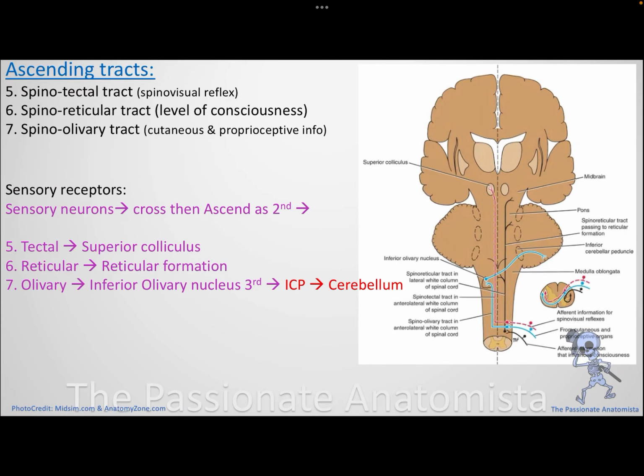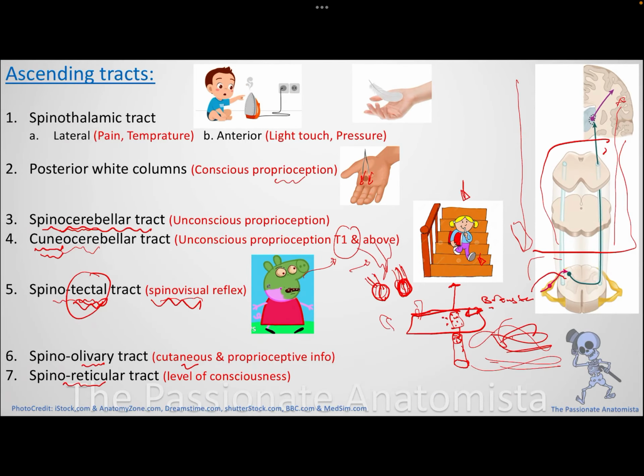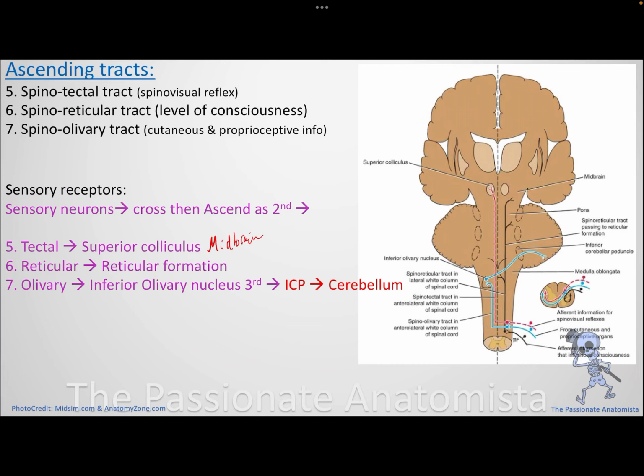All right. Okay, so as a summary, we have the spinotectal tract, we have spinoreticular, we have spino-olivary. Once we receive the sensory information, they cross and then they ascend as second order neurons. It depends, of course, on what kind of neuron it is. If we reach the tectal, it means the superior colliculus of the midbrain. If we reach the reticular, it means we are reaching the reticular formation. If we call it olivary, it goes to the inferior olivary nucleus, and from there, it gives the information to the cerebellum, spino-olivary. Okay, so it gives part of the proprioceptive sensation.